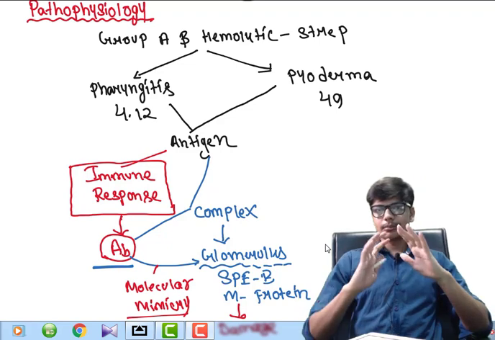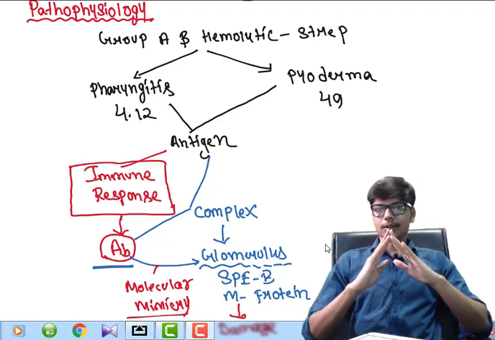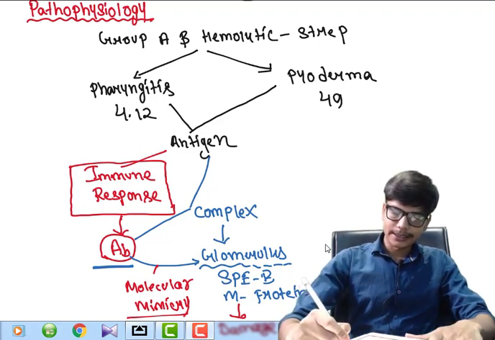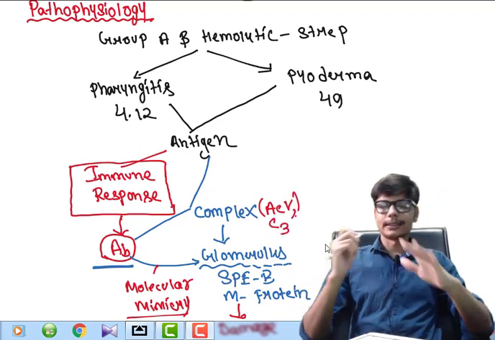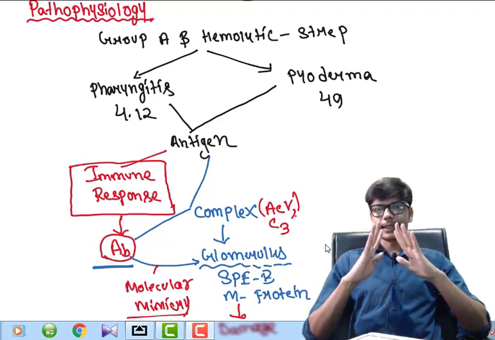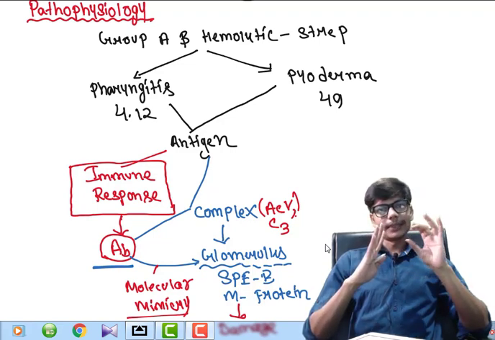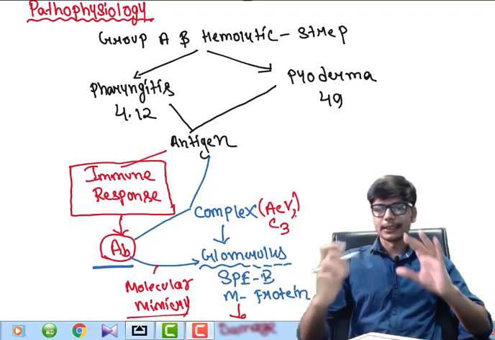When there is immune complex deposition on the glomerulus, it leads to activation of the complement pathway, that is the C3 pathway. So in this way, glomerular damage occurs due to the streptococcal antigen, leading to production of an antibody that mimics the glomerular antigen.